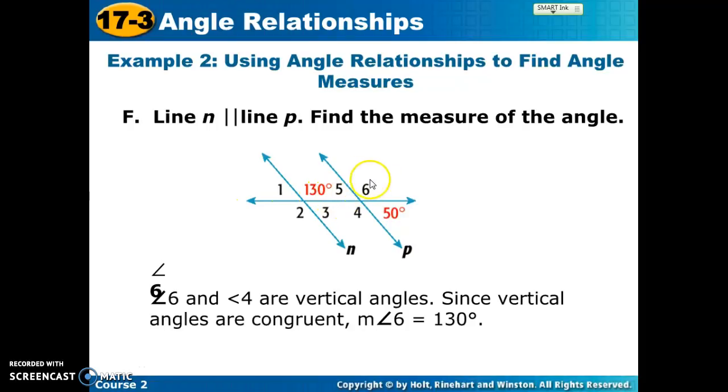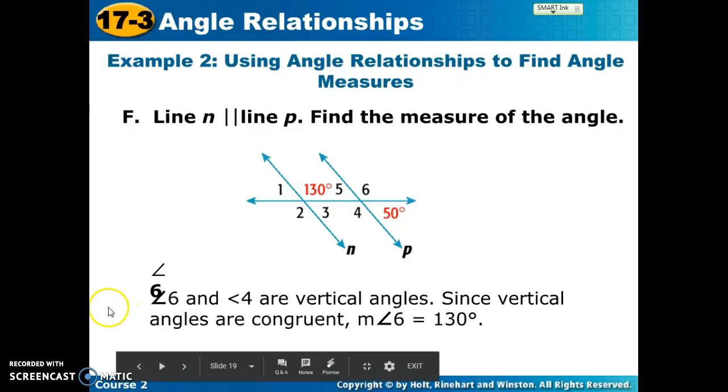Angle 6 then. Our last angle. Angle 6 and angle 4. They're vertical angles. They're across from each other. Vertical angles are congruent. We found angle 4 a couple examples ago, and we said that angle 4 was 130 degrees. So if that's 130, we know 6 is also 130 degrees. 6 is an obtuse angle, right? And so we know that all obtuse angles in this picture are also 130 degrees. So lots of different ways to find measures of angles.